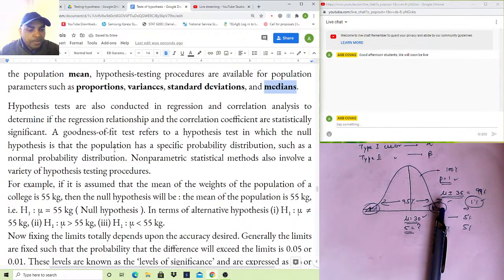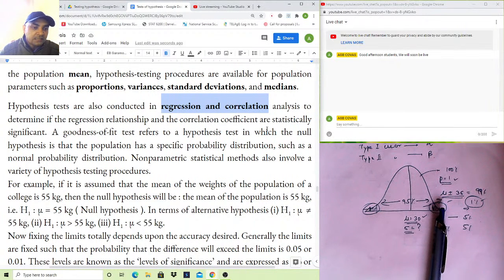Okay, so hypothesis tests are also conducted in regression and correlation. Okay, you can also test the regression and the correlation analysis. Okay, so to determine if the regression relationship and the correlation coefficient are statistically significant, that is the outcome y depends on the x, but whether it is significant, that this x is significantly affecting the y or the results of the y. Okay, so that can be done using this hypothesis test.